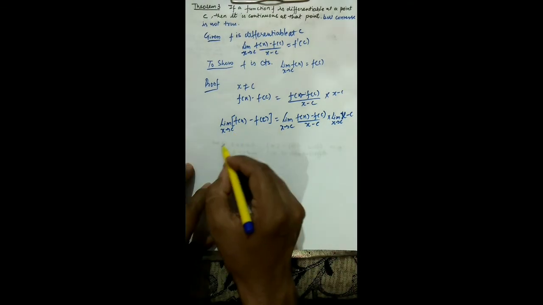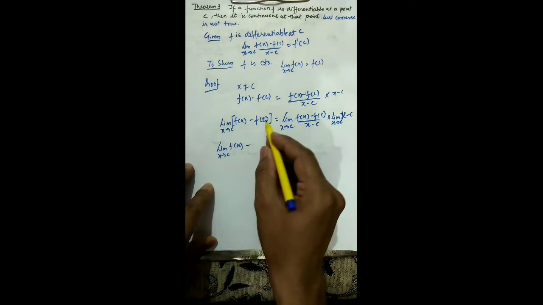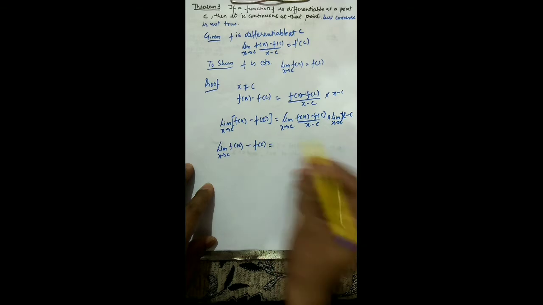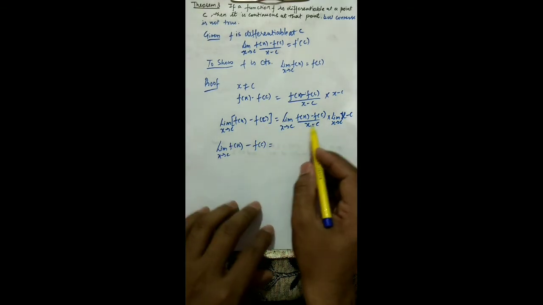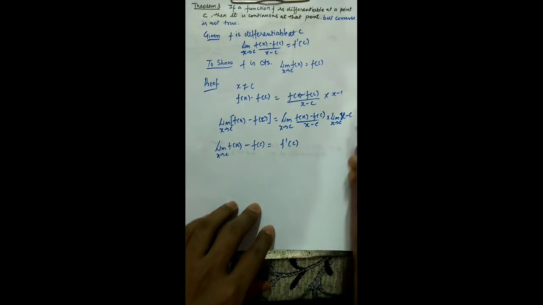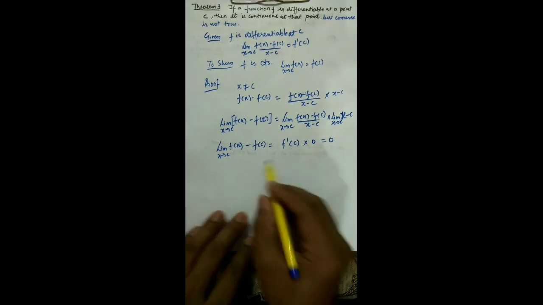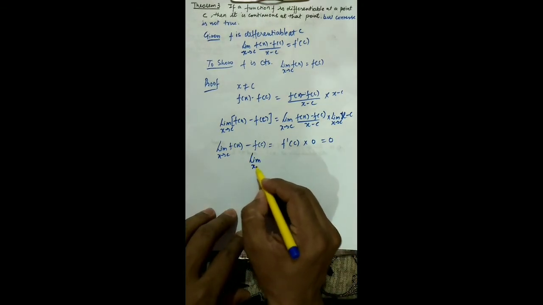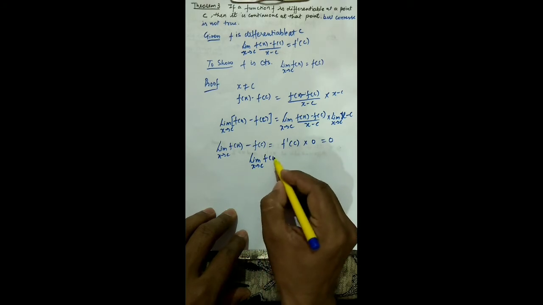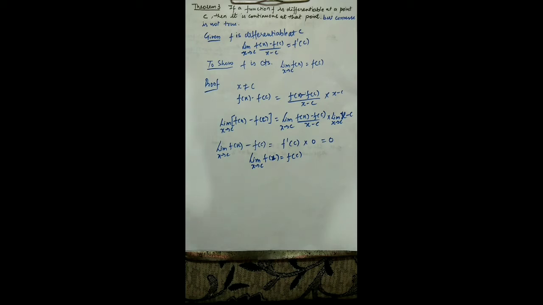So this can be written as limit x tends to c f(x), minus f(c), which is some constant value. And now this, it's given to you, is f dash c, and if you put x tends to c, then this will become 0. So ultimately this side will be 0. So your answer has come that limit of f(x) is equal to f(c). It means f is continuous.